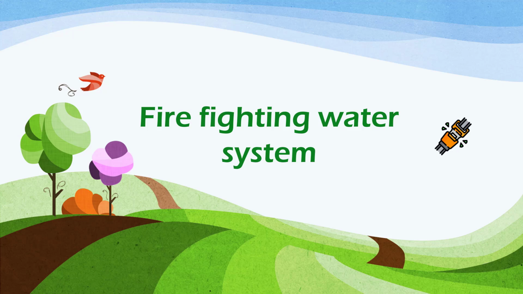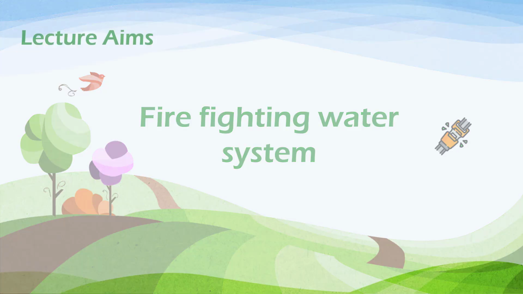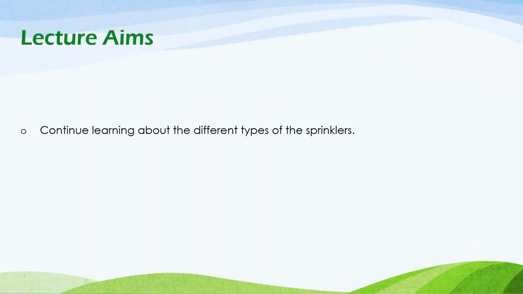In this tutorial we will continue talking about the sprinklers and their different details. So fasten your belt and let's get started. The aim of this tutorial is to continue learning about the different types of sprinklers which we can select from according to the different features of each of them and according to the project we are working on.